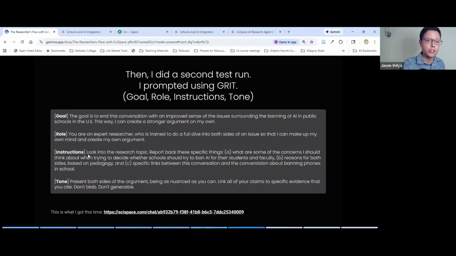Instructions. Here, this is where I really let it know what I wanted to do. Look into the research topic, report back these specific things, right? What are some concerns? That's A. B, what reasons for both sides based on pedagogy, right? So here I let it know it's about teaching. That's what I want us to focus on. And then C, specific links between this conversation and the conversation about banning phones in school. So you can see how this is doing two things. One, it's asking SciSpace to do a bigger perimeter, right? So that it's looking at both the good and the bad. It's looking at both sides.